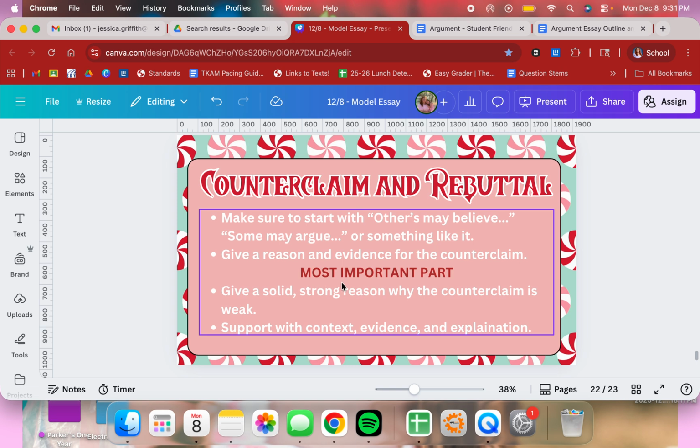Okay, you've got to give that: here's the other claim, here's a reason for that claim. Support that with evidence. Use your model essay. They had a great counterclaim. But the most important part that they didn't do too well on in the model essay is the rebuttal. So you've got to give a solid, strong reason that shows the counterclaim is weak. Okay, it shows that the counterclaim is just not as strong as what you have to say about the topic. Make sure you're supporting it with context, evidence, and a strong explanation. So pause the video here and work on your counterclaim.